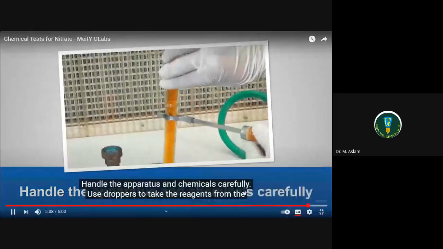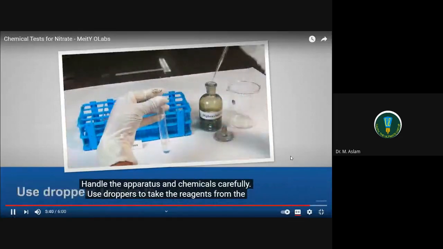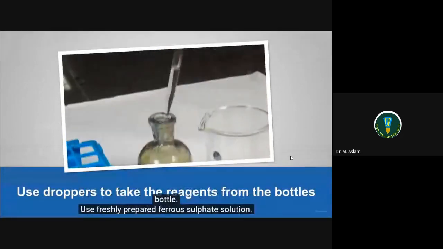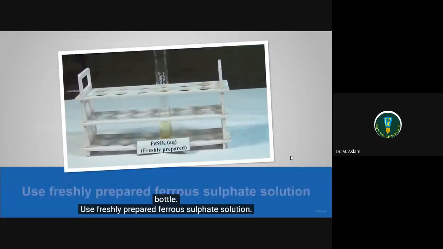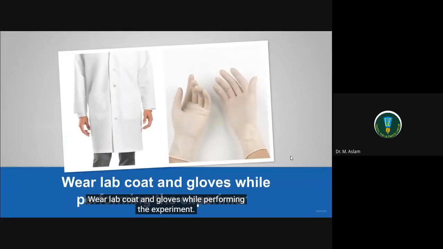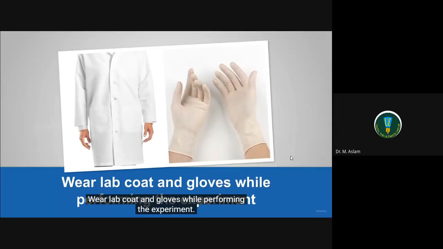Precautions: handle the apparatus and chemicals carefully. Use droppers to take the reagents from the bottles. Use freshly prepared ferrous sulfate solution. Wear a lab coat and gloves while performing the experiment.